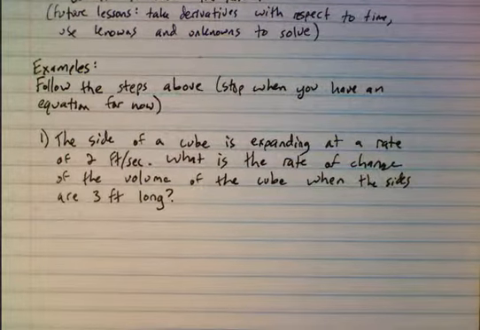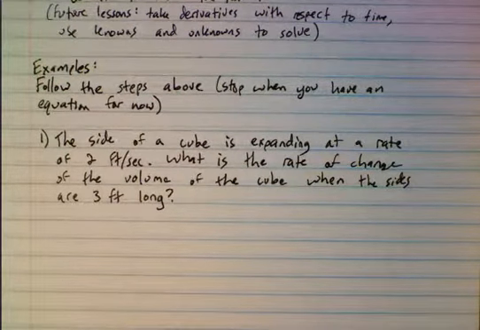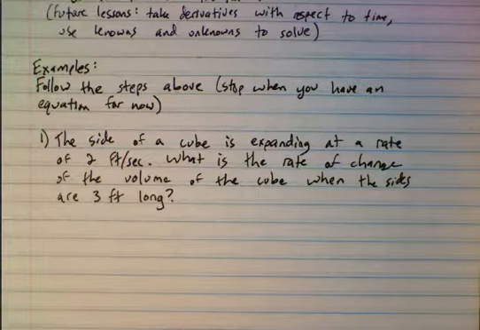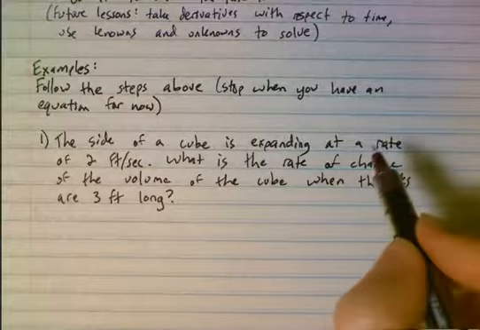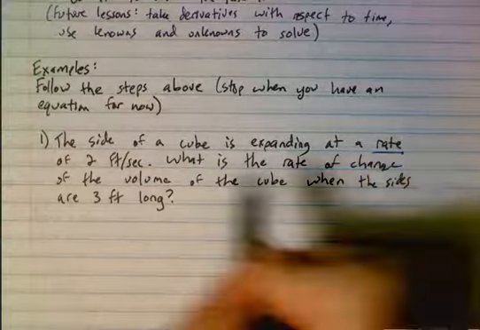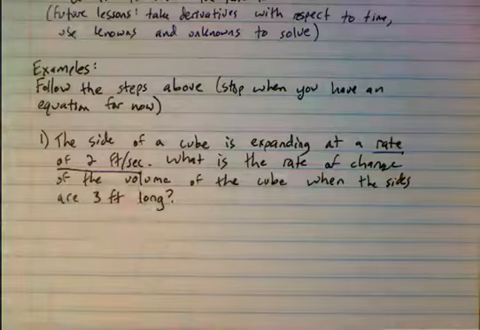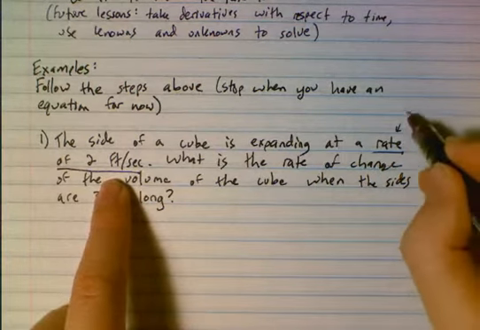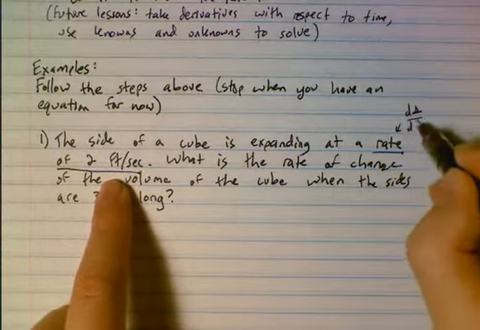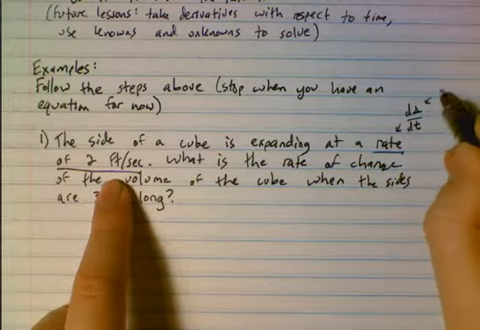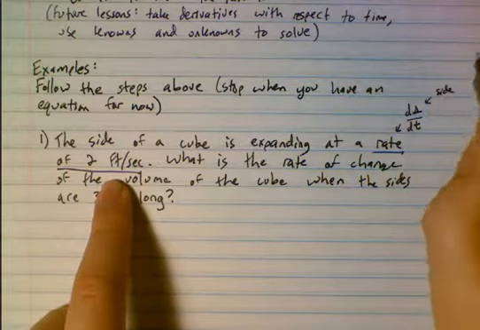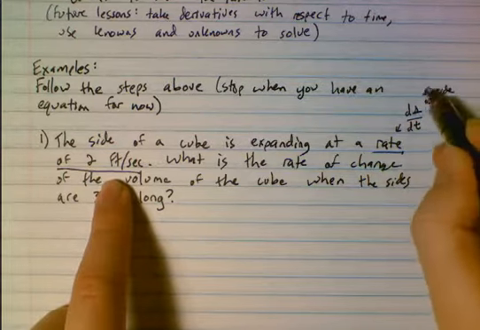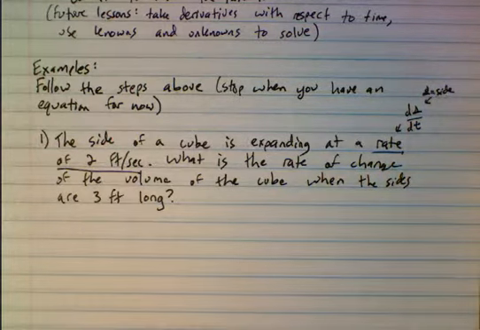The side of a cube is expanding at a rate of 2 feet per second. What is the rate of change of the volume of the cube when the sides are 3 feet long? So underline and label our rates. The side of a cube is expanding at the rate of 2 feet per second. So let's say the side of the cube is S. This is going to be ds dt, where S is a side.